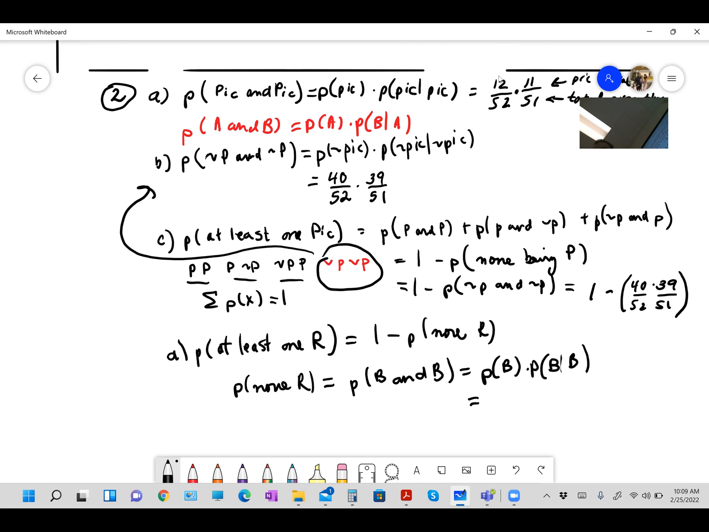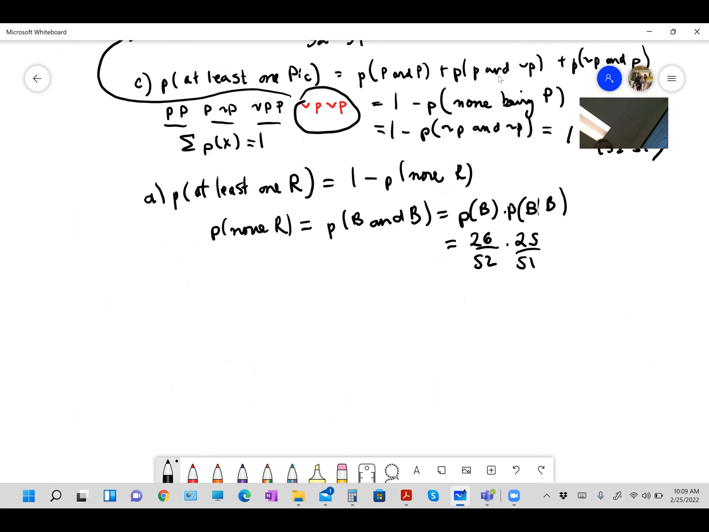So this will be the probability of black is 26 out of 52. Half the cards are black, half the cards are red. Then you have 25 over 51. And then you just go, okay, so therefore the probability of at least one red must equal 1 minus 26 times 25 over 52 times 51, whatever that comes out to. And you're done.